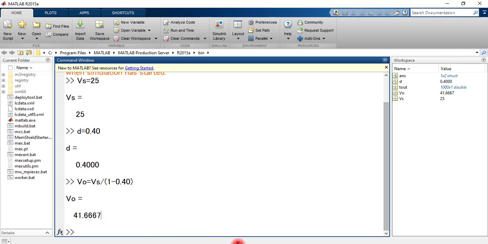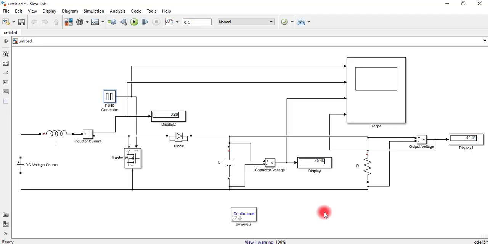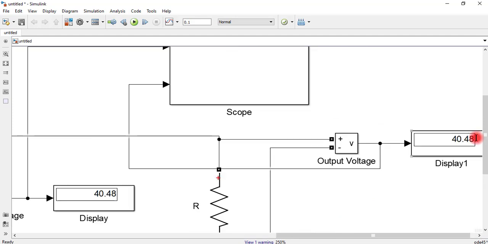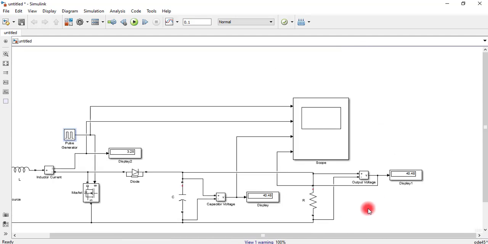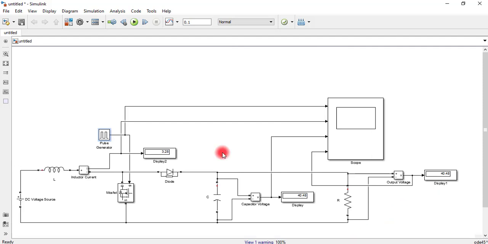So this is what we are getting actually here, 41 or 40.48. There is a little bit difference at the output, and that is because we are not using the feedback loop here. So for the closed loop DC to DC boost converter, you will get the exact value of 41 volt at the output.